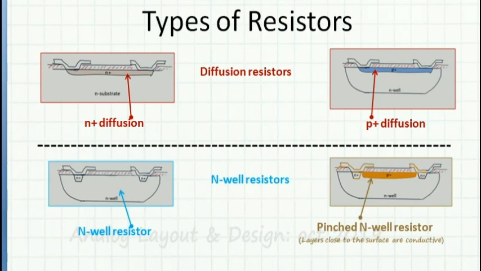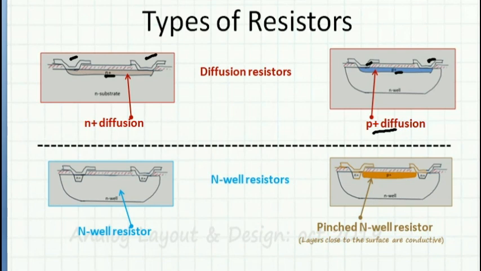Now we'll discuss different types of resistors. The first one we discuss is the diffusion resistor. As we discussed earlier, between two contacts, whatever material is there acts as a resistor. Here I am using an N plus material as a resistor, so this is an N plus diffusion resistor. Similarly, between these two contacts, I have P plus material, and this acts as a P plus diffusion resistor.